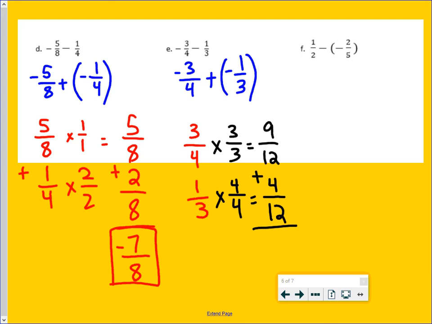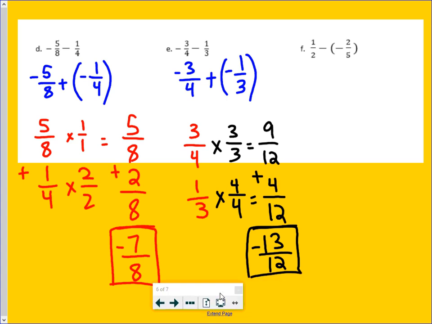So 9 plus 4 is 13. Keep our denominator, and remember the answer is negative because we are keeping our negative sign from the beginning. Keep it as an improper fraction. You do not have to change it to a mixed number.